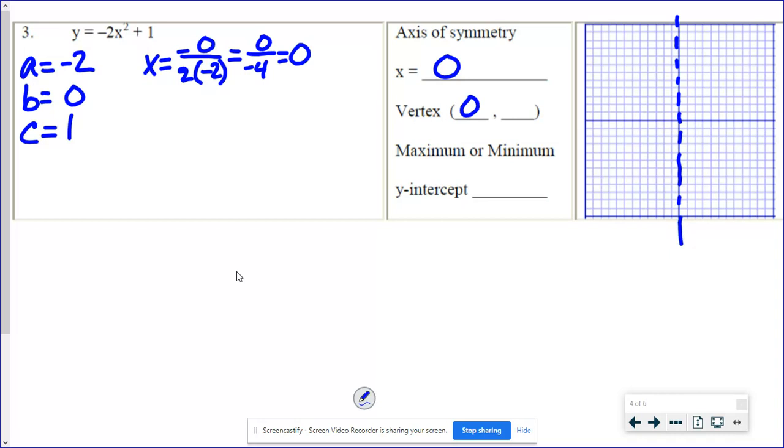Now I can find my y. Negative 2 times 0 squared plus 1. So 0 squared is 0, times anything is still 0, plus 1 is 1. So my vertex is at 0, 1.